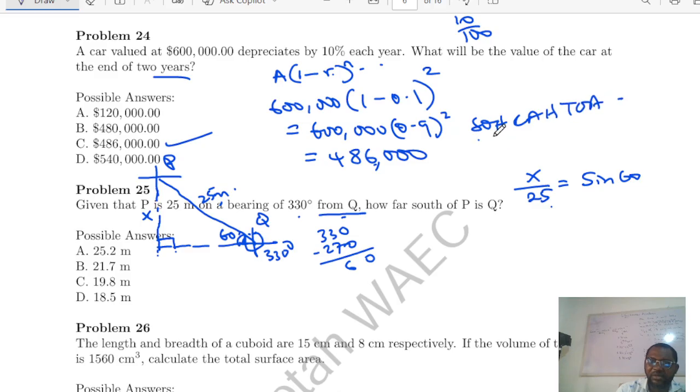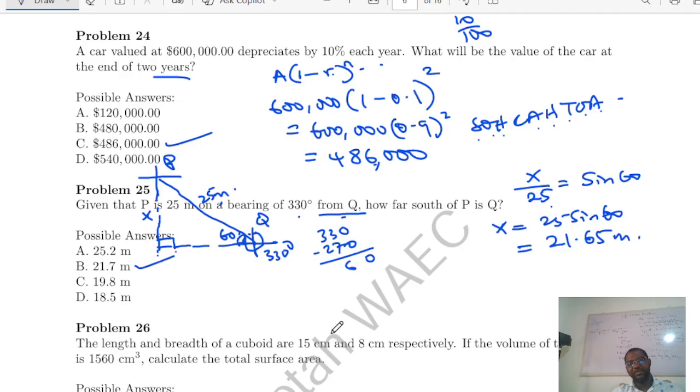Okay, so sine is opposite over hypotenuse, cosine is adjacent over hypotenuse, tangent is opposite over adjacent. So now we are going to say that X is going to be 25 sine 60. So let me use my calculator to find 25 sine 60. The answer here is 21.65. So 21.65 is the answer, approximately 21.7. This is beautiful. So this is how to answer questions like this.